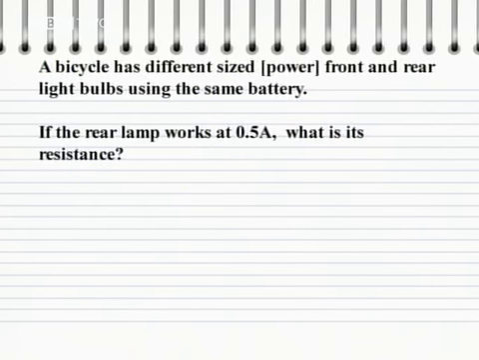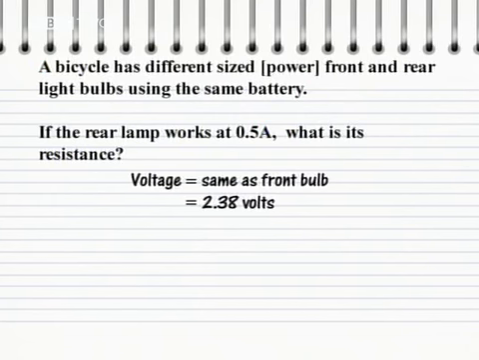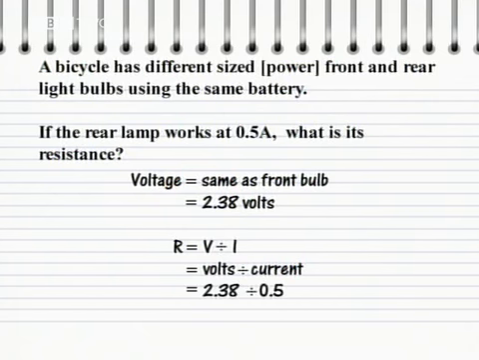Now for the second part of the question. We're told that the current through the rear bulb is 0.5 amps, and we've just worked out that the voltage both lamps are using is 2.38 volts. We can work out the resistance using Ohm's law again. We know that the resistance R equals the voltage V divided by the current I. That's 2.38 divided by 0.5 equals 4.76 ohms.